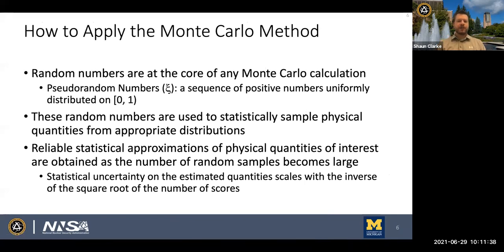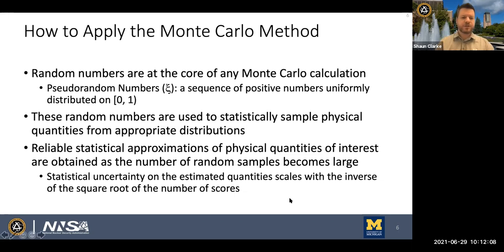So these random numbers get used to statistically sample the physical quantities that we're interested in. So maybe we're looking at neutron energy, or gamma ray scattering angle, these types of things. We use random numbers to essentially reproduce these quantities from the known physical distributions. If we do a large number of trials, we can obtain reliable statistical approximations of those distributions.